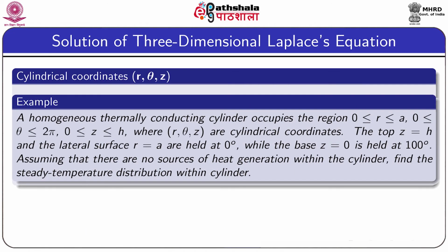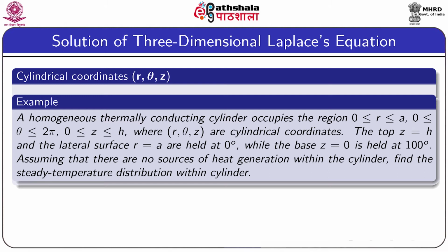Now, we want to solve a physical problem where we can use the cylindrical coordinate system. So, this is the example. A homogeneous thermally conducting cylinder occupies the region 0 ≤ r ≤ a, 0 ≤ θ ≤ 2π, and 0 ≤ z ≤ h, where r, θ, z are cylindrical coordinates.